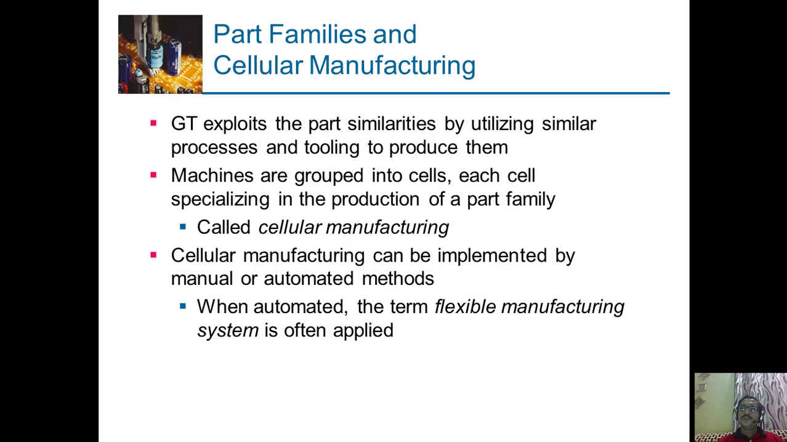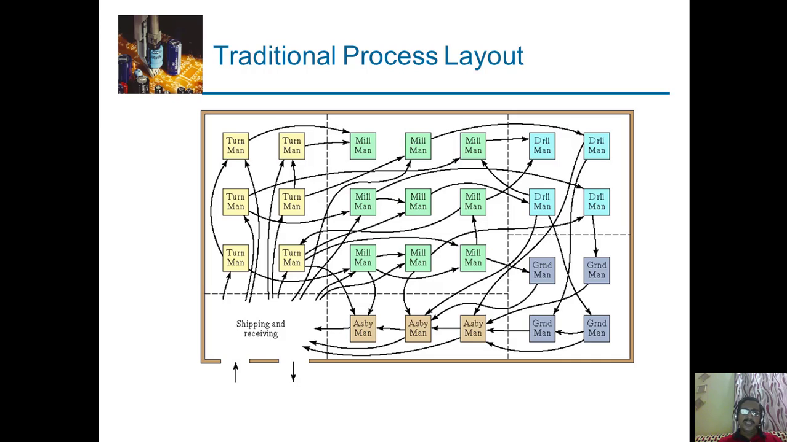Here machines are grouped into cells, and each cell specializes in the production of a particular part family. For example, earlier in the traditional process layout, all lathe machines are in a particular place, that is the lathe section, all mill machines in a particular place, that is the milling section, all drilling machines in the drilling section, and then grinding and assembly.